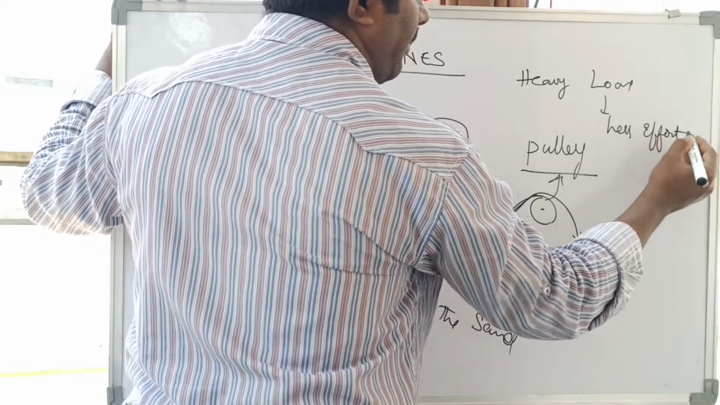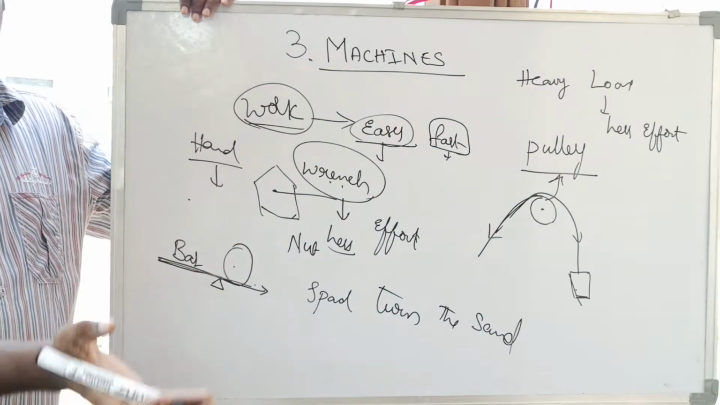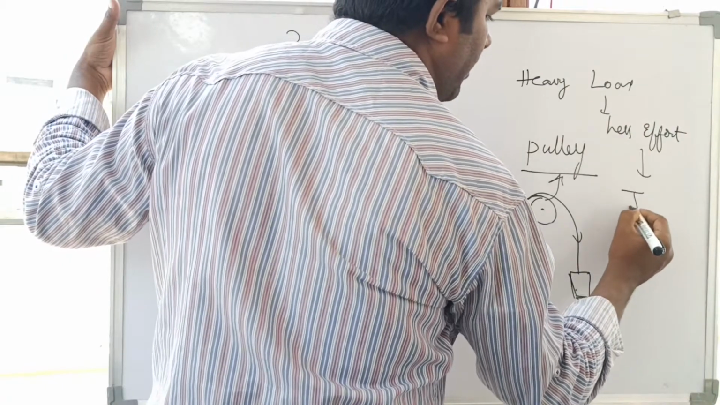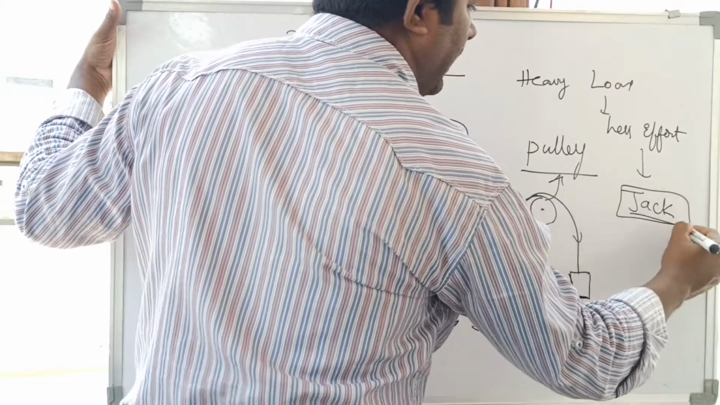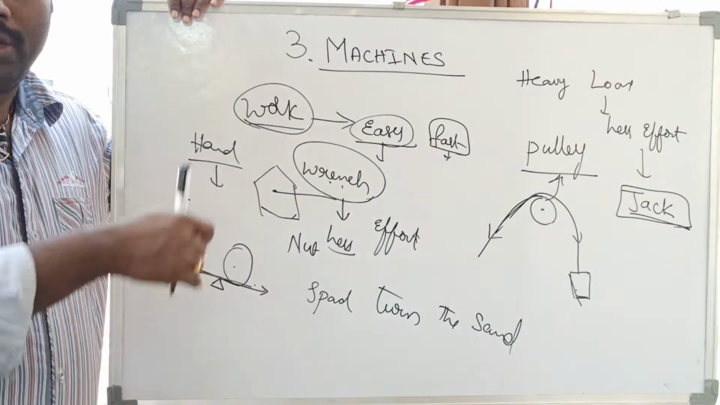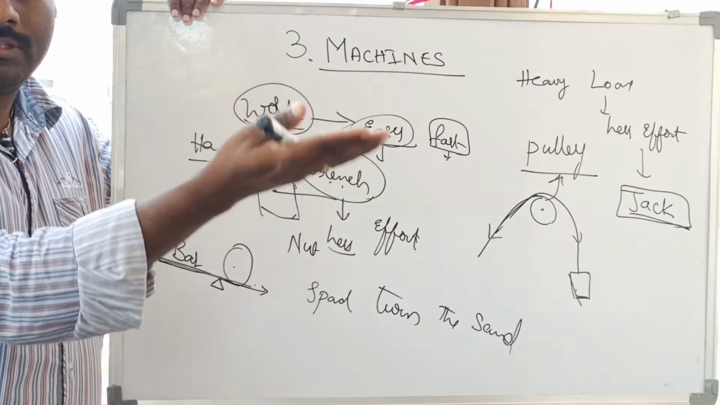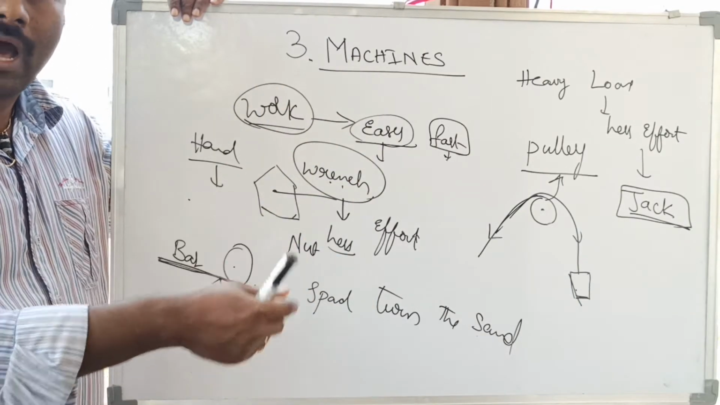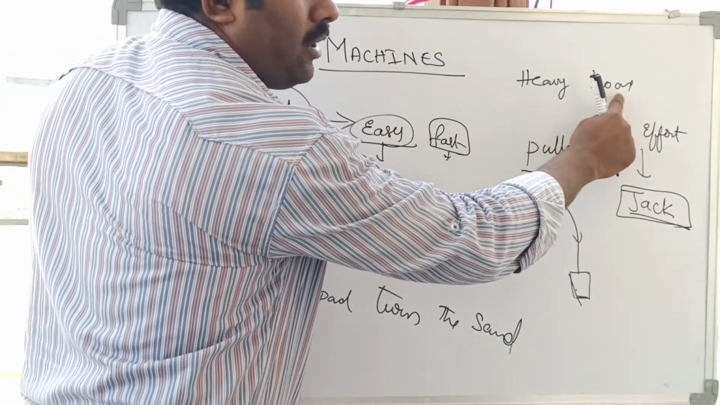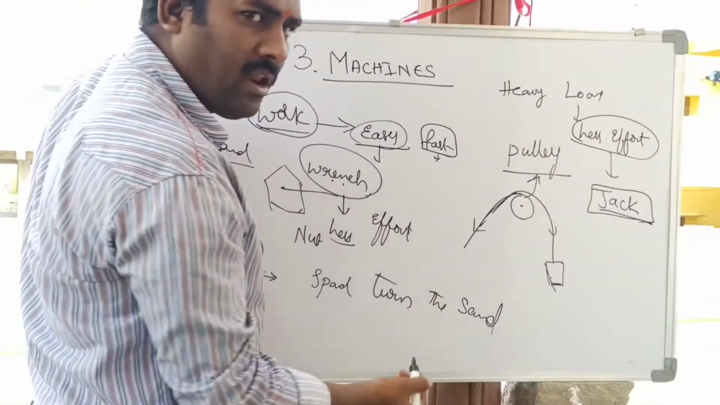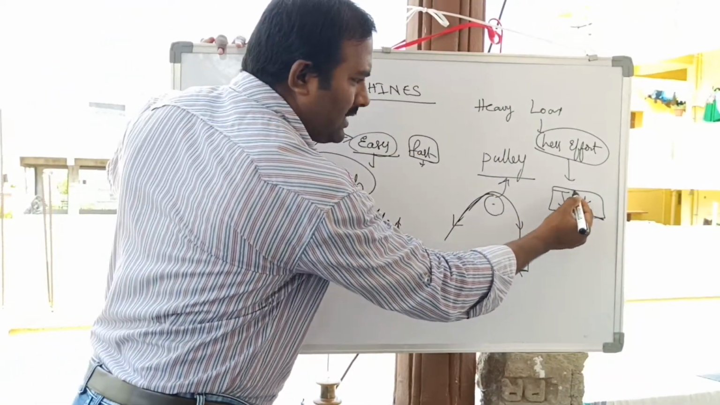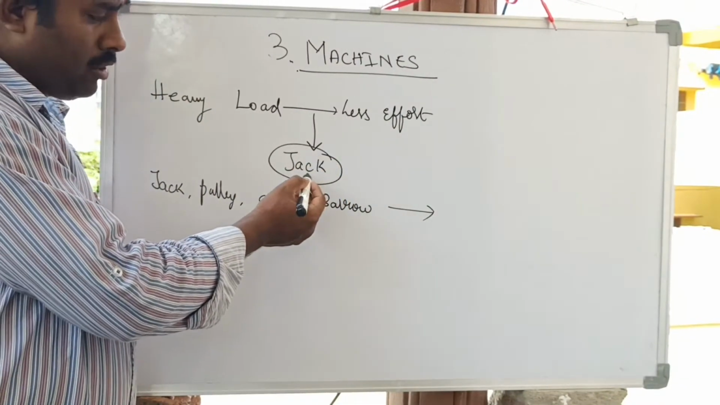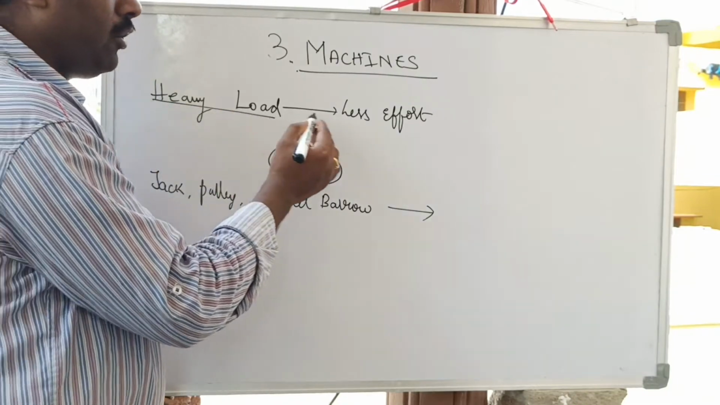For example, if you want to lift a car to repair its tire, what will you take? You will take a jack. If you rotate it, it will lift the car. You are not lifting the total car, but with less effort you are making the car lift. So this heavy load we lift with less effort. Who is helping us? The jack. This is called a machine. The jack is lifting a heavy load using less effort.